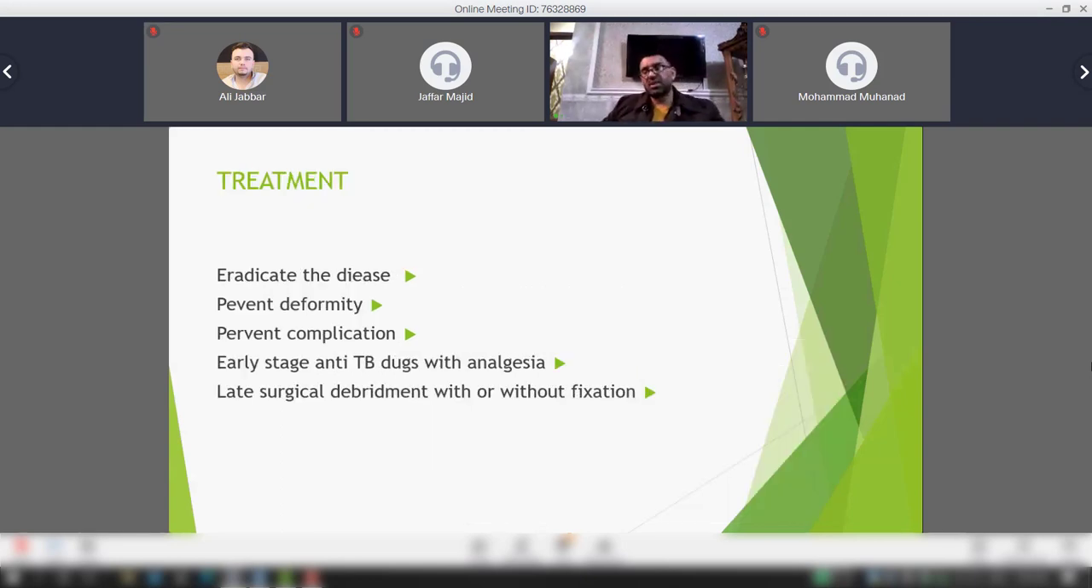Treatment is either surgical or non-surgical. A case which has not responded to treatment, or there is Pott's paraplegia, or there is severe destruction and kyphosis, or there is imminent endangering of the spinal cord, meaning you see that it has started to go toward the canal, yes, go for surgery: debridement, meaning cleaning, and fixation. But if it is in an early stage, just go for the anti-TB drugs and that's all, and analgesia.